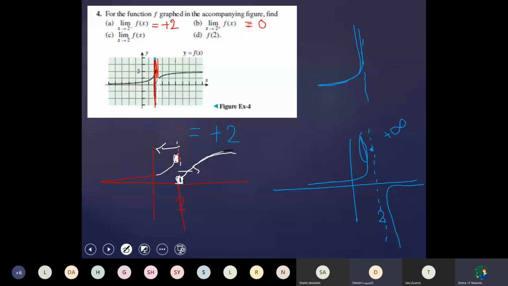Teacher, I'm confused. I'm confused why it's 0, not 2. Okay.